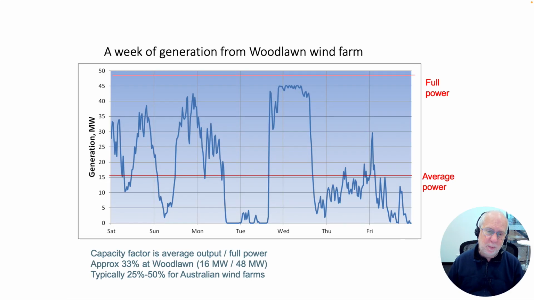And this capacity factor basically depends on how windy it is. Here's a graph we've seen before for the Woodlawn wind farm, and you can see it's up near 100% capacity factor around here, down near 0 there, and on average typically between 25 and 50% capacity factor for Australian wind farms.